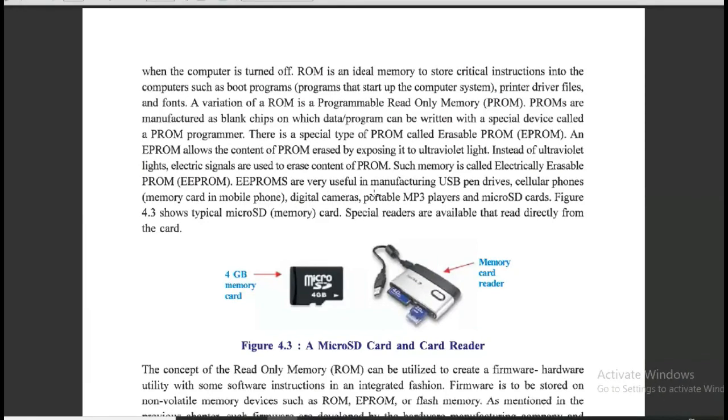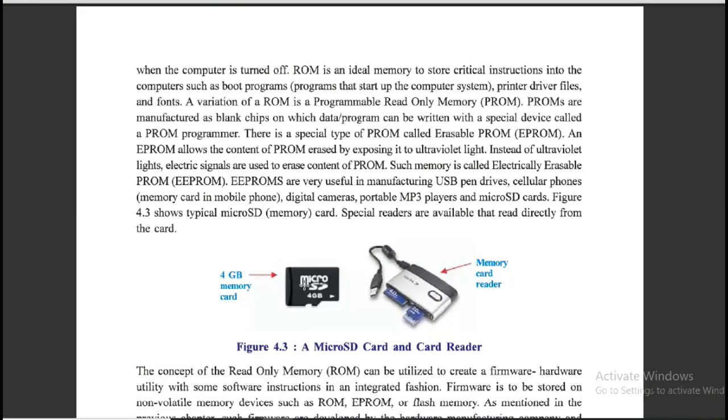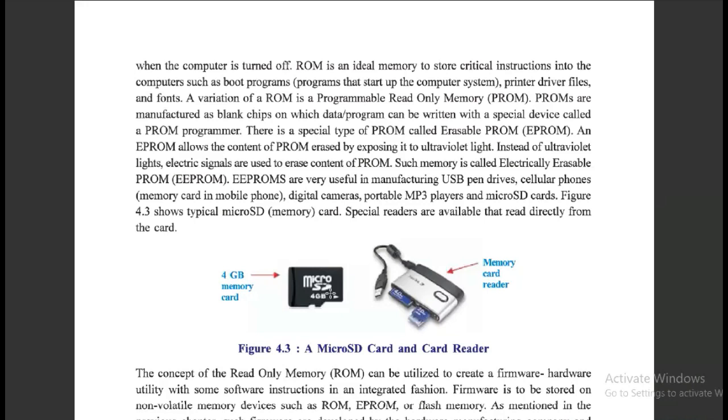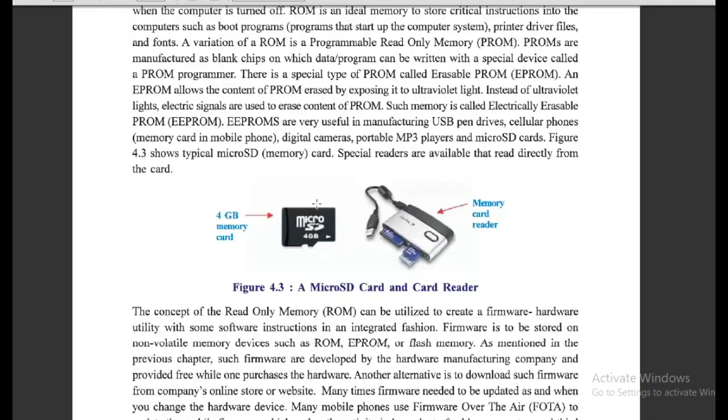Now EEPROMs are very useful in manufacturing USB pen drives, cellular phone memory, digital camera cards, portable MP3 players, and micro SD cards. This type of memory is erasable and again writable. You can write data on it again. Examples are there. This is a micro SD card. We use it in mobile phones.